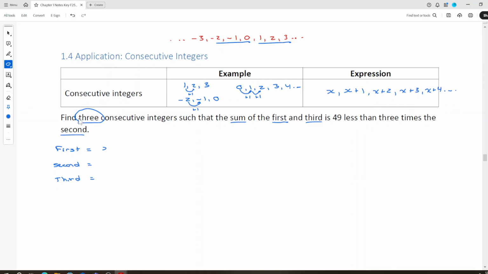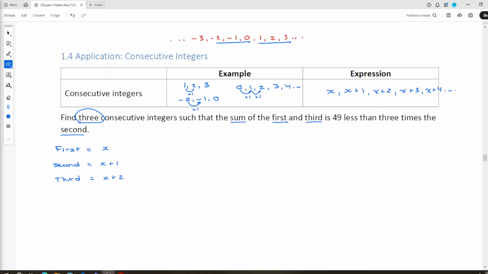We're going to let the first integer be x, the second integer be x plus 1, and the third integer be x plus 2. Sometimes they'll say the least, the middle, and the greatest. They can change these words. They can also change the number of consecutive integers there are, but it'll always be x, x plus 1, x plus 2, x plus 3, and so on.